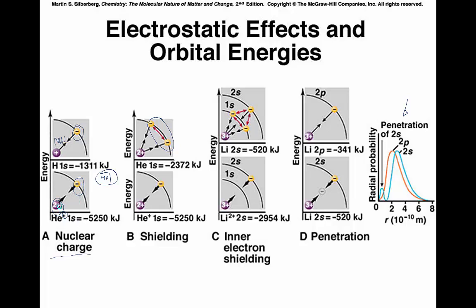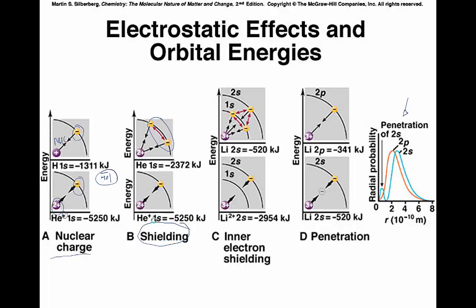So as nuclear charge increases, the orbital energy will go down. And so we know as we add more and more electrons to our atom, we're also adding more and more protons to the nucleus. That's going to cause the energies of those electrons to go down, to get lower and more stable. Now we're going to look at an effect that we call shielding.